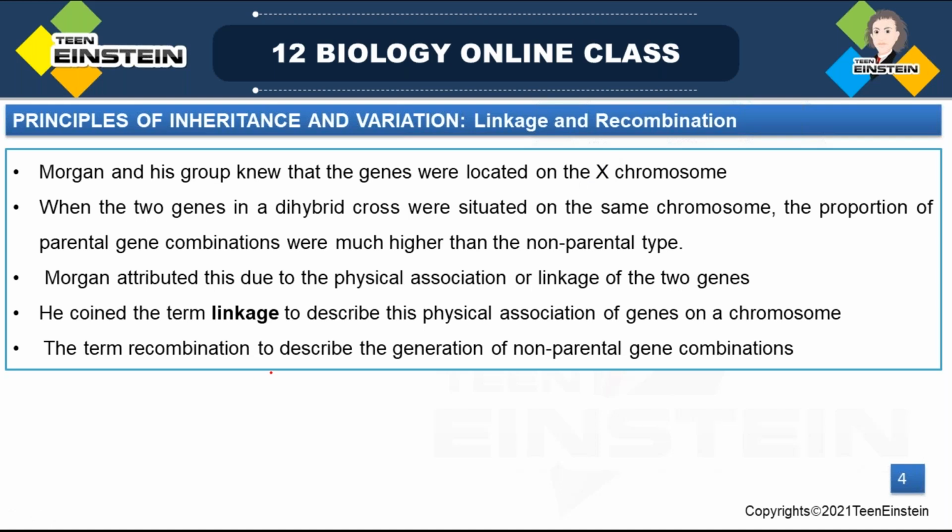Morgan and his group knew that the genes were located on the X chromosome. These genes were located on the X chromosome. So when these two genes in a dihybrid cross were situated on the same chromosome, which two genes? For example, I'll tell you.